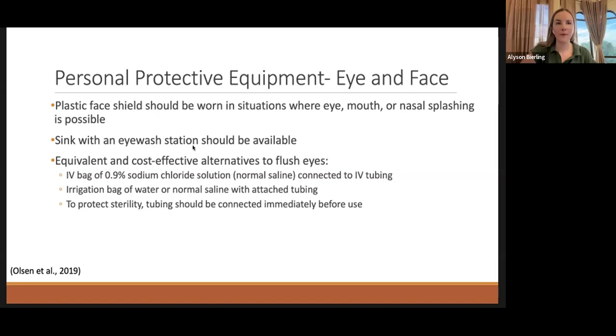I'm not sure if an eye wash station is available in your setting. If not, that's okay. Another alternative is to use an IV bag of normal saline connected to an IV tubing and then irrigating the eyes that way.